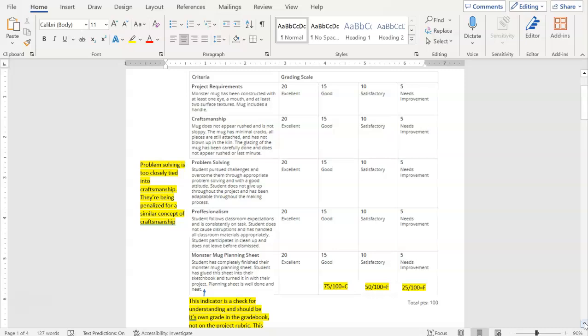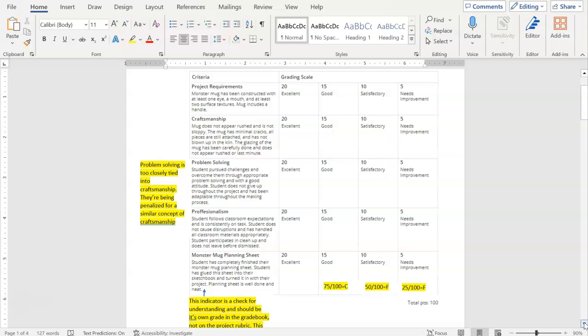But then you also need to look at your criteria to see how you are evaluating, and you shouldn't be penalizing kids more than once in your criteria for the same thing. So in this grading rubric, their craftsmanship, so this was a clay project. So the craftsmanship says that the mug does not appear rushed and is not sloppy. The mug has minimal cracks. All pieces are still attached and is not blown up in the kiln. The glazing of the mug has been carefully done and does not appear rushed or last minute.